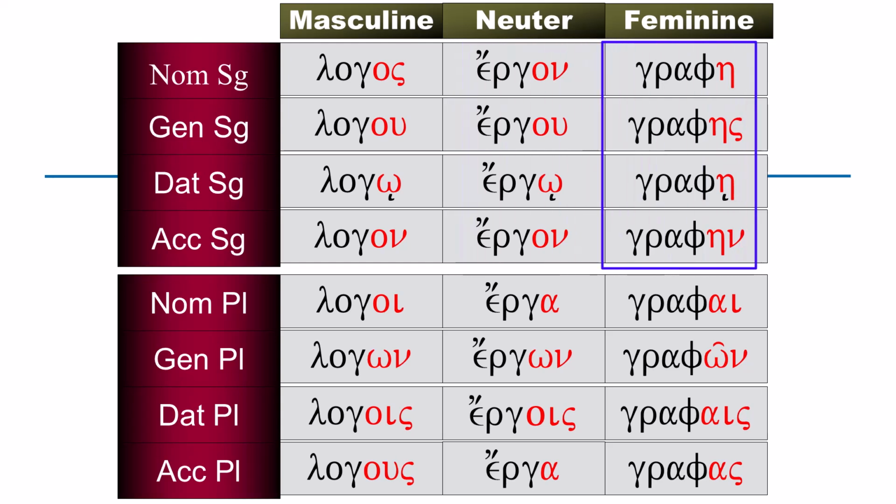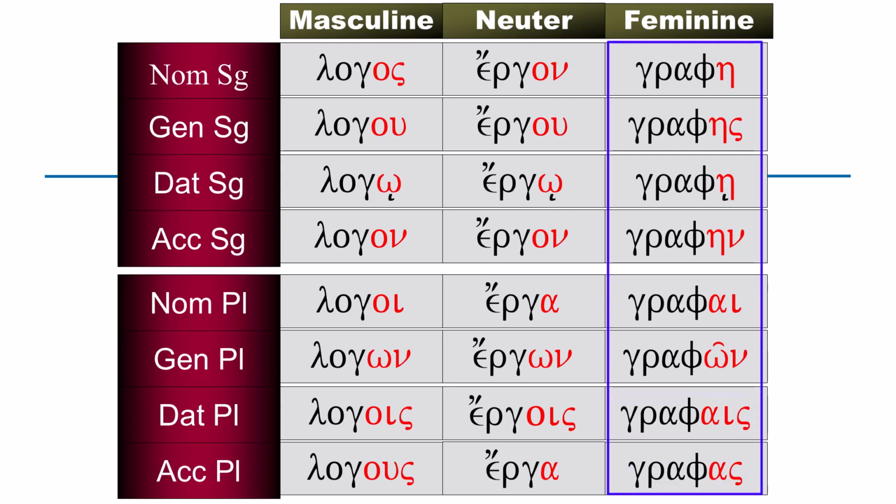And this applies to the feminine gender as well. You have the word graphe. In the nominative, you have the word graphe. In the genitive, you have the word graphes. In the dative, you have graphe, and graphen in the accusative singular. And that applies also to the plural endings. You have graphai in the nominative, graphon in the genitive, graphais in the dative, and graphas in the accusative.